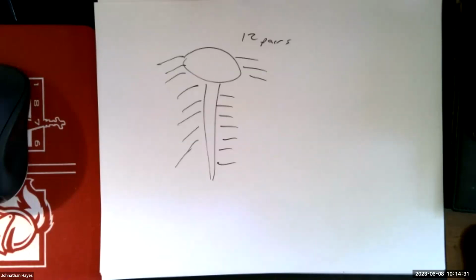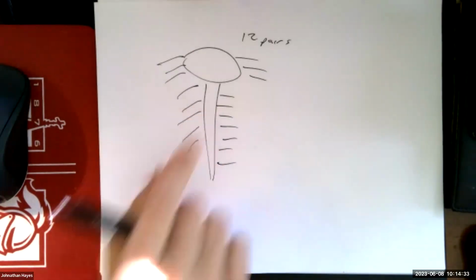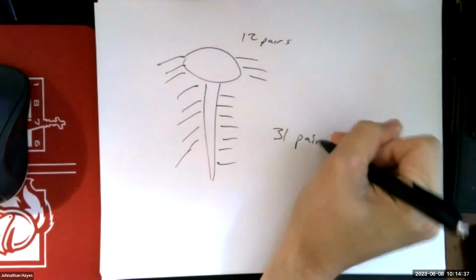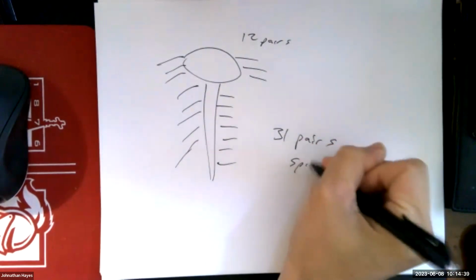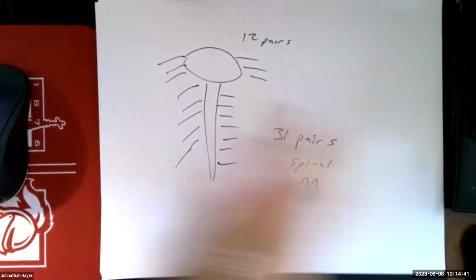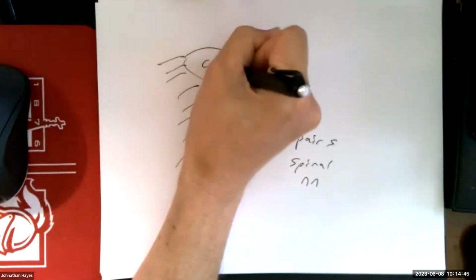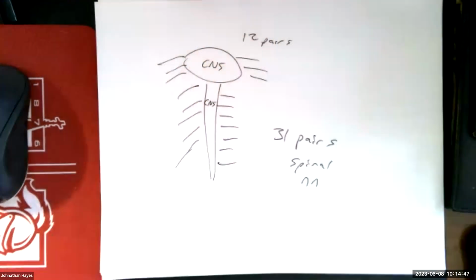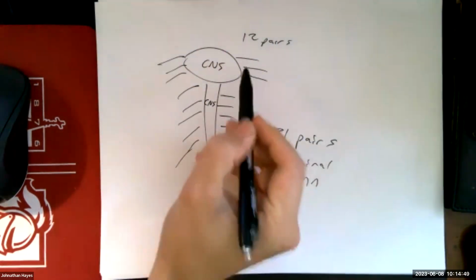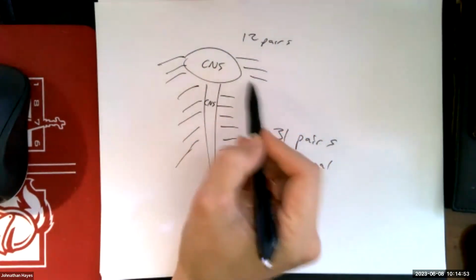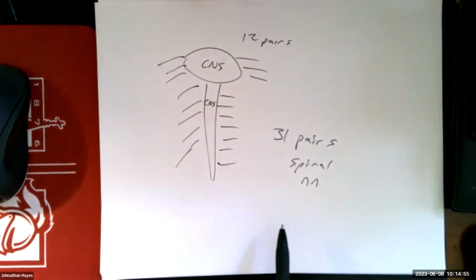But when you get into the part that's coming off the cord, those are going to be made up of 31 pairs of what's called spinal nerves, right? So again, all that's part of the peripheral nervous system. CNS is the brain and the cord itself. And then the peripheral nervous system is everything coming off the brain or coming off the cord. So you have 12 pairs of cranial nerves and you have 31 pairs of spinal nerves. Those are all examples of peripheral nerves.